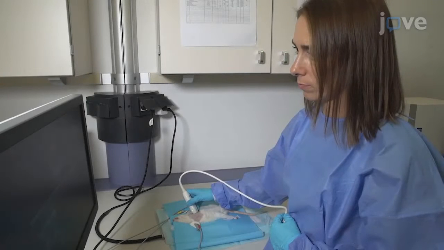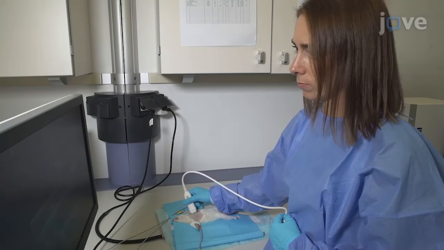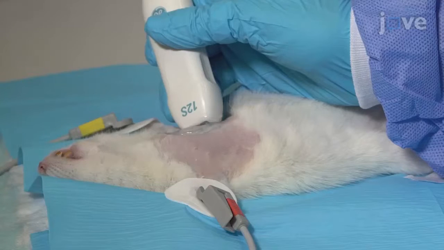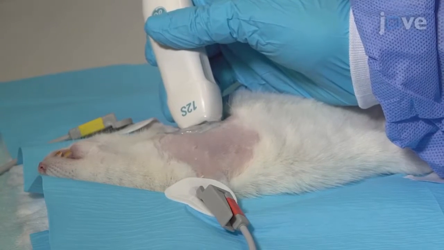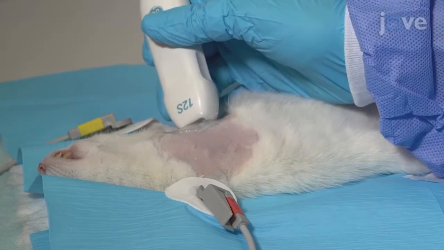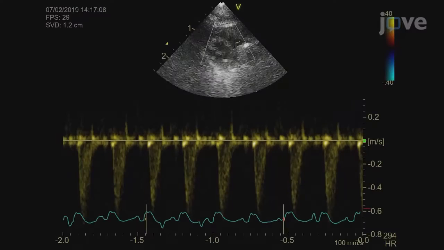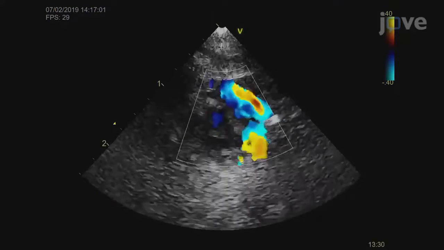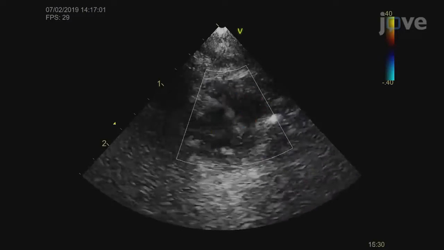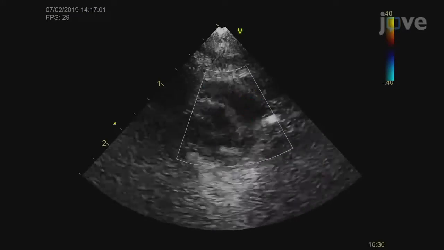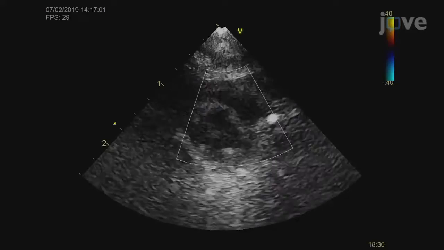To obtain an image at the aortic valve level, place the probe on the left side of the sternum with the index mark rotated to the left shoulder, and tilt the probe slightly cranially. Acquire a spectral pulsed Doppler image at the pulmonary artery with the cursor parallel to flow, and record a 2D loop with color Doppler imaging simultaneously at the aortic and pulmonary valves.